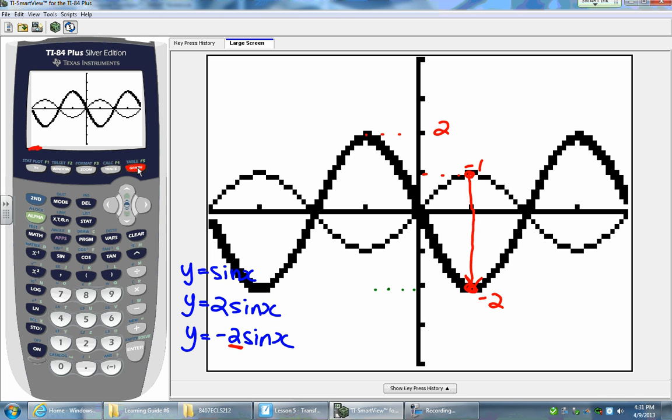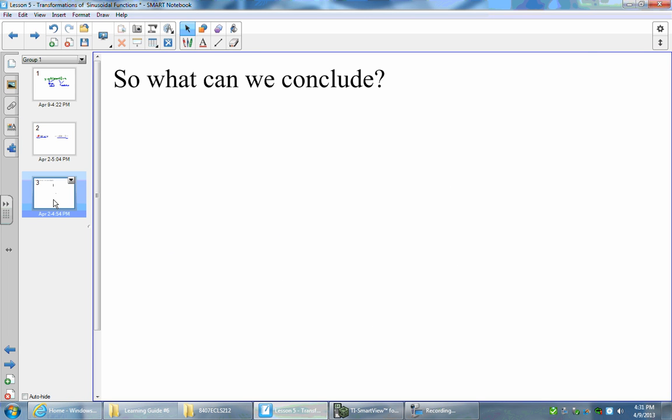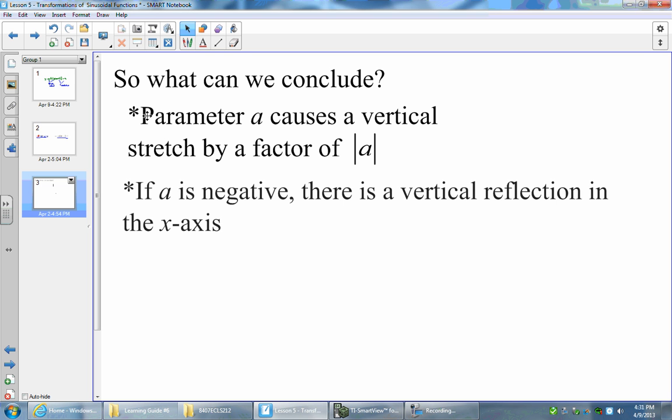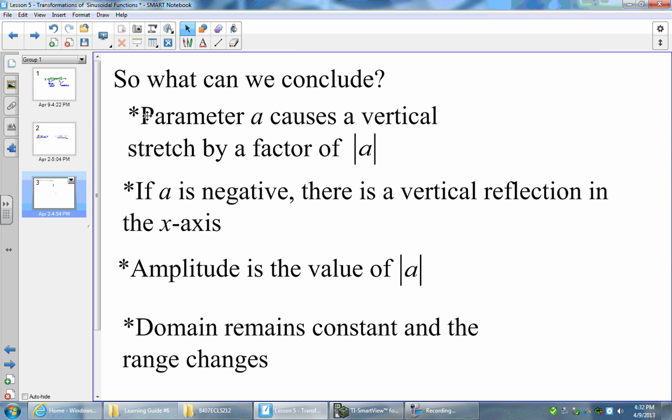Okay, so let's tie this all up. What can we conclude here? Parameter A causes a vertical stretch by a factor of the absolute value of A. In my last example, I caused a vertical stretch by a factor of 2. If A is negative, then there's a vertical reflection in the x-axis. Lastly, the characteristic that changes here is the amplitude. The amplitude becomes the absolute value of whatever your A value is. Finally, your domain remains constant and the range changes. So that's it for the effect of parameter A on sinusoidal functions.